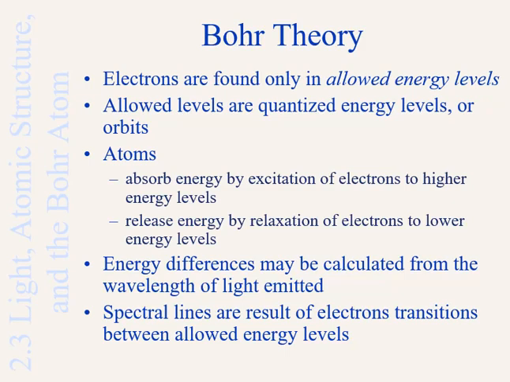In the Bohr theory of the atom, electrons are found only in allowed energy levels. When we looked at the energy levels, n equals 1, n equals 2, n equals 3, and it could go further than that, although it wasn't shown in the diagram. Allowed levels are quantized energy levels, also called orbits.